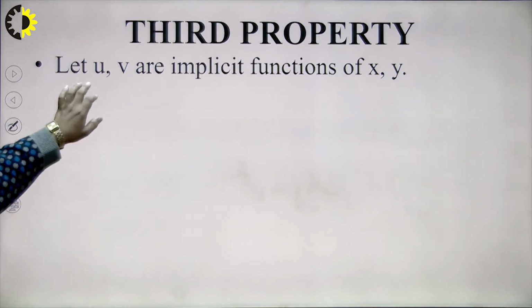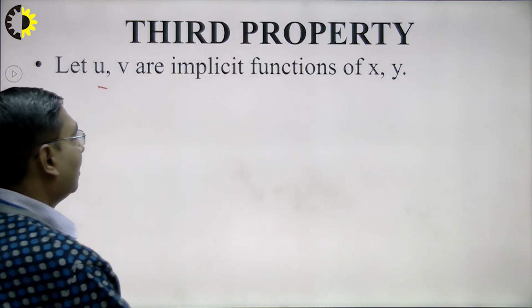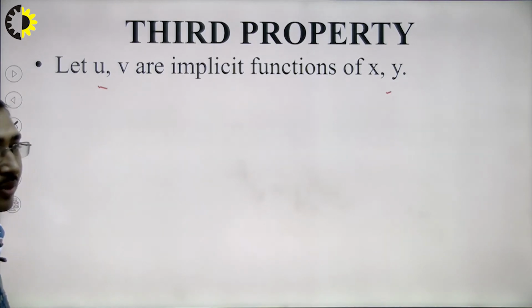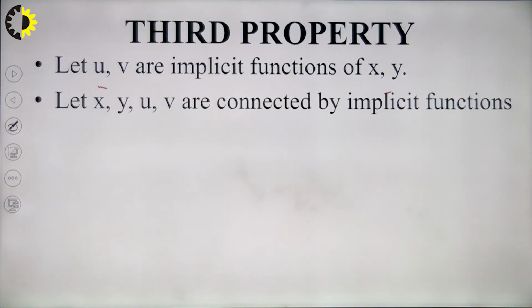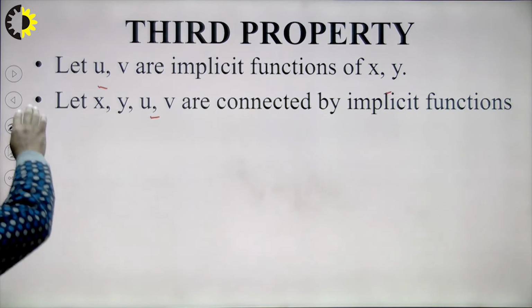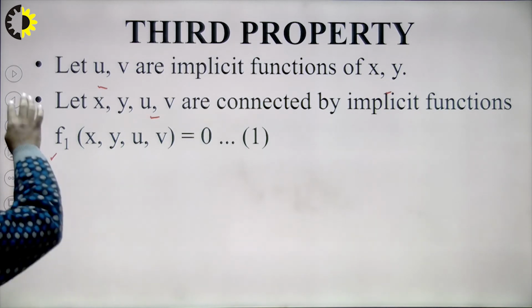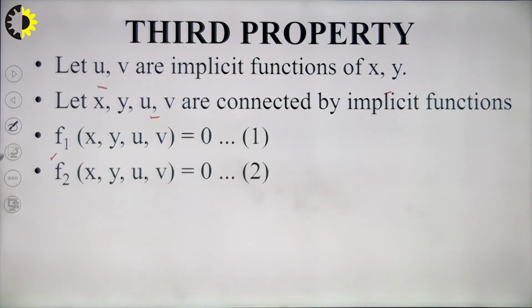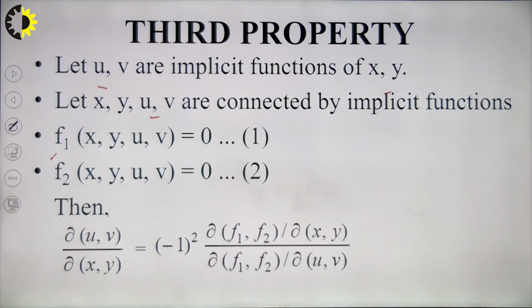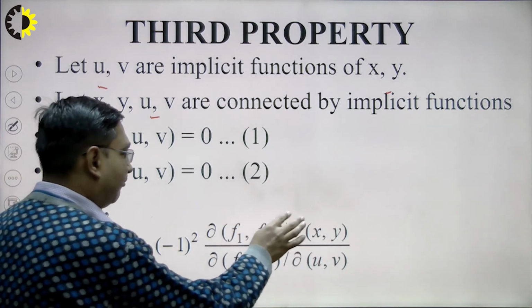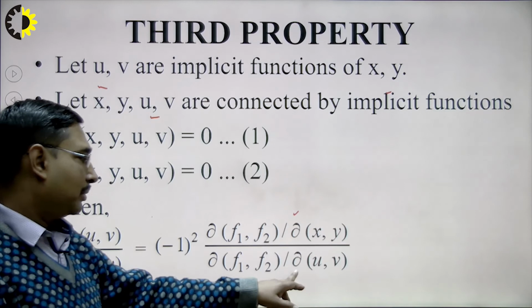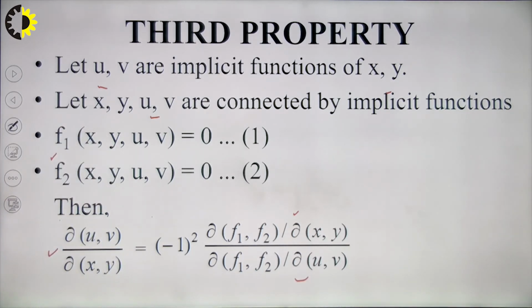The property says that if u and v are implicit functions of x and y, and x, y, u and v are connected by some implicit function, say the functions be f1(x, y, u, v) equal to 0 and f2(x, y, u, v) equal to 0, then this Jacobian del(u, v) over del(x, y) can be written as del(f1, f2) over del(x, y) whole divided by del(f1, f2) over del(u, v), multiplied by minus 1 raised to the power 2.